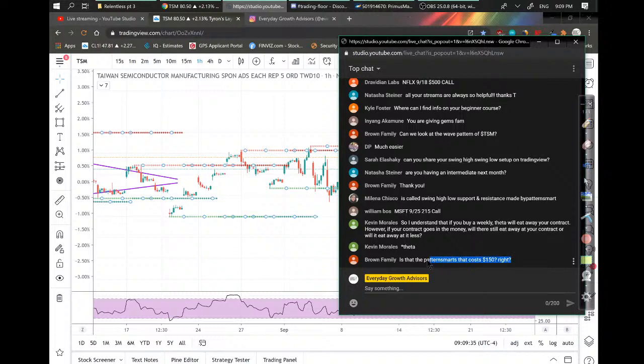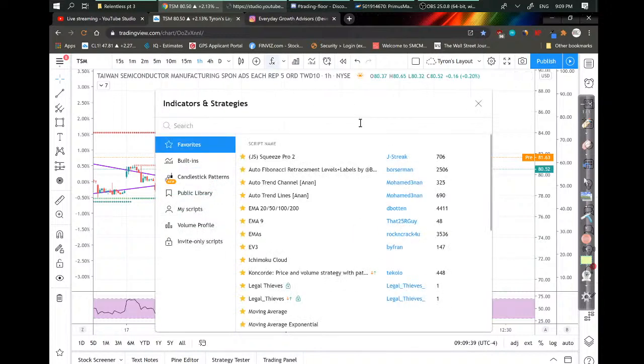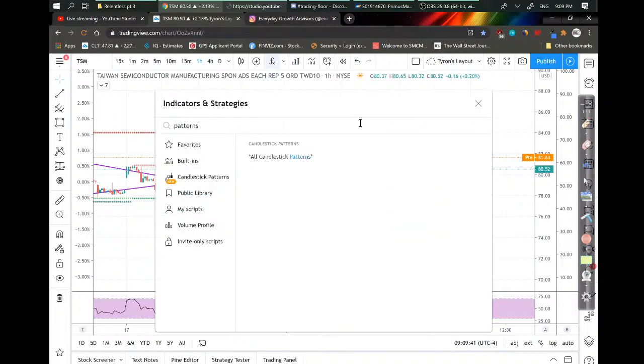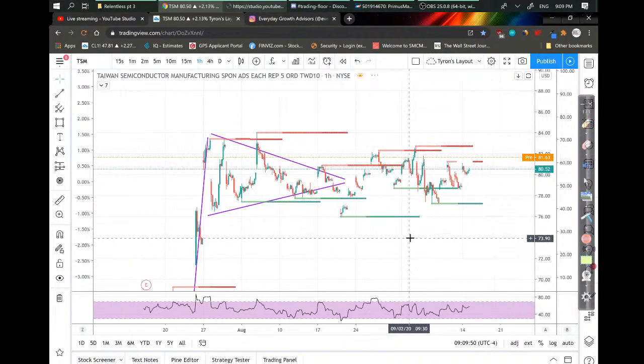No, pattern smart is a free indicator. All you click on is FX and you type pattern smart. This is a free indicator. Swing high, low, support, and resistance. It's a free indicator. It does support and resistance for you on TradingView.